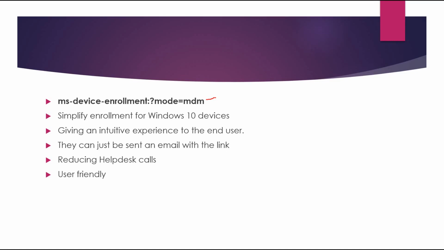How is this advantageous? This is advantageous because the end user does not have to go to start and settings and access work or school and then click on connect and do all that, right? Because there are more steps involved in that. Let's just say he clicks on connect and then he clicks on some other place where he was not supposed to click. That is going to run into many complications, right? So this way is actually used for simplifying the enrollment process.